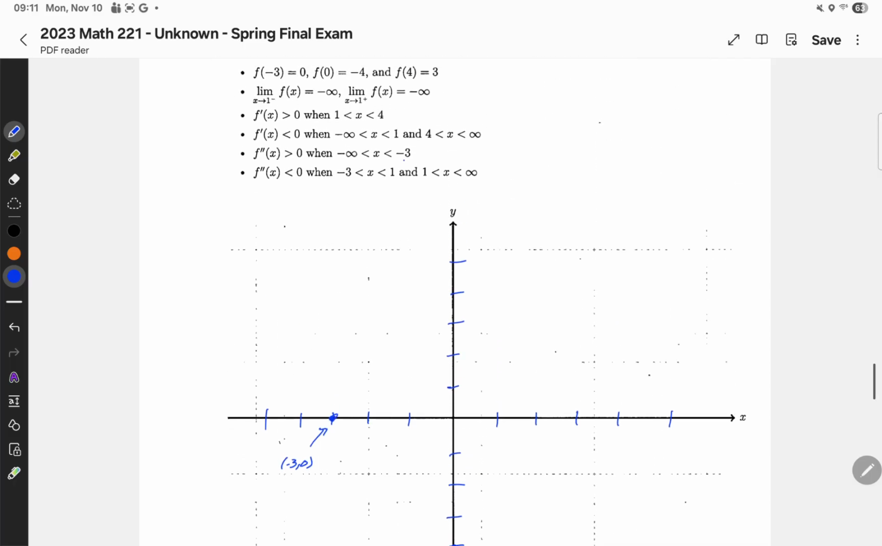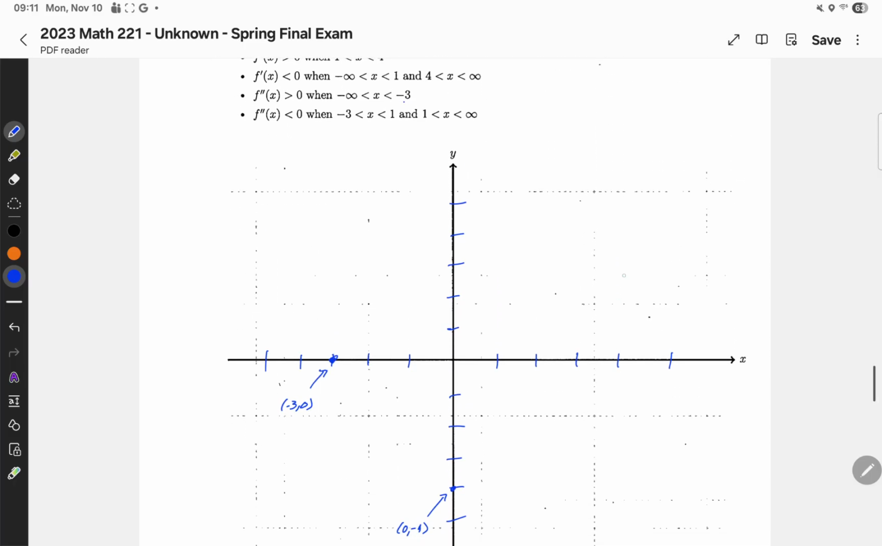And I think we have one more. Yep, f of 4 is going to be 3. So f of 4 is going to be 3.